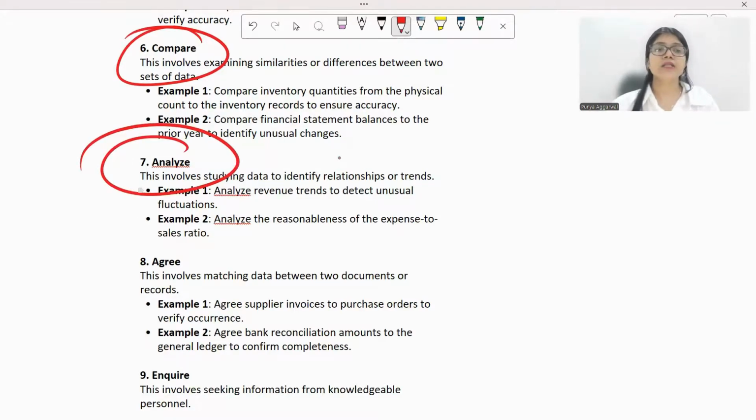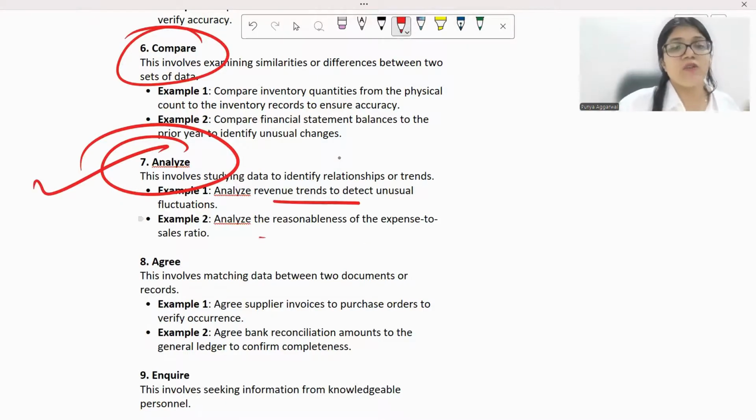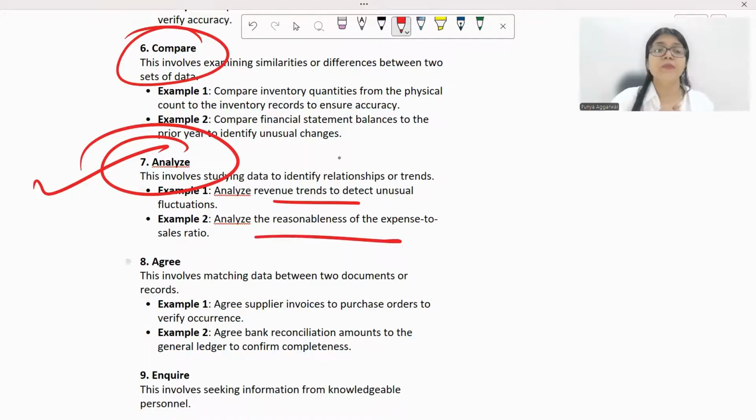Analyze. Now, analyze is basically when you are understanding or studying the relationship, or studying the data which is being given to you. So you're analyzing whether it is right, whether it is correct or not. So analyzing the revenue trends, how it is going, what the analysis is, you are understanding and scrutinizing it. That is when we do analysis of the revenue trends, or the reasonableness of the expense.